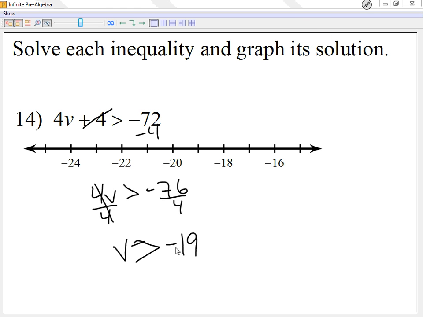Even though my answer is negative, I did not flip the arrow because technically I divided by positive 4. Right? Every time you multiply or divide by a negative, you flip the arrow, but we divided by positive 4, so no flipping. So my negative 19 is here. It's an open circle, and I go towards the big numbers.